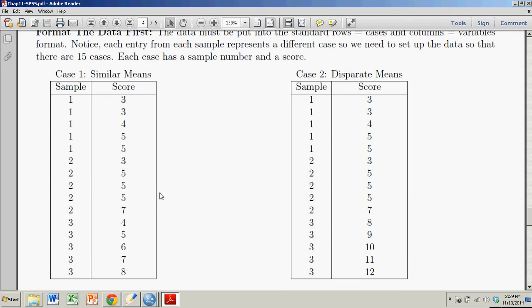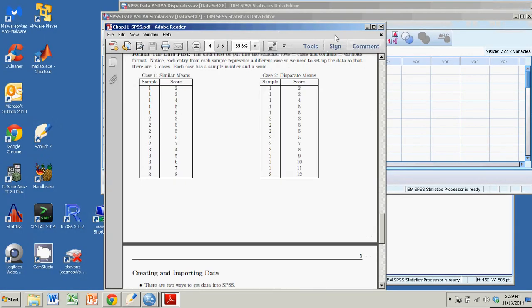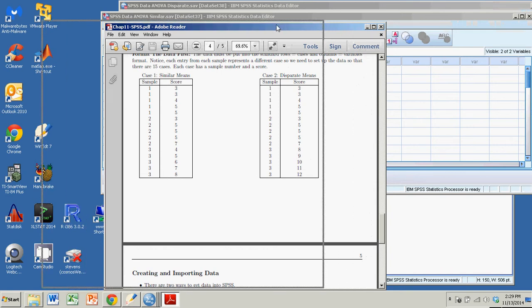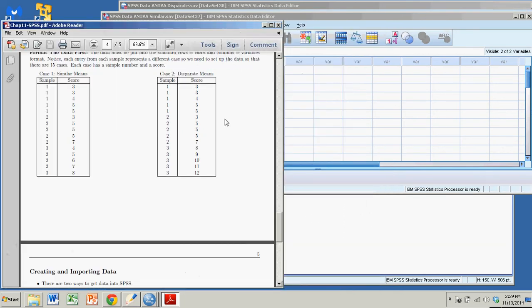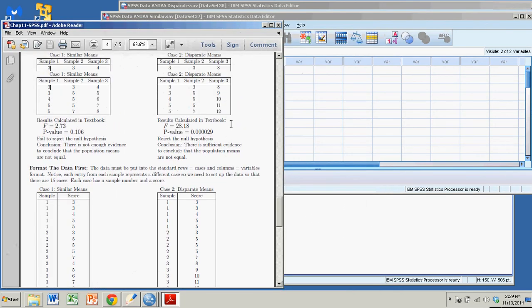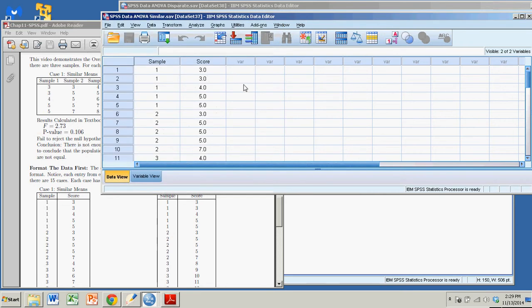We'll go over to SPSS. Let me move this out of the way, but not gone. All right, we'll do the first case where the means are similar. Here's the data in that format. That's the sample, which sample it comes from, and that's the score. Just to make sure, we're going to go to our variable view and check the format of our data.